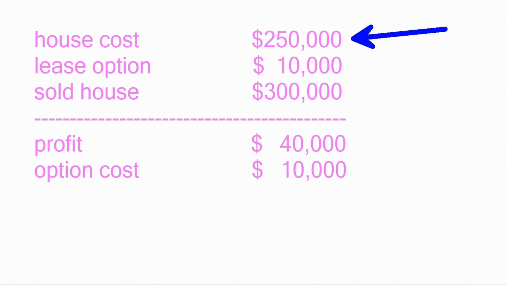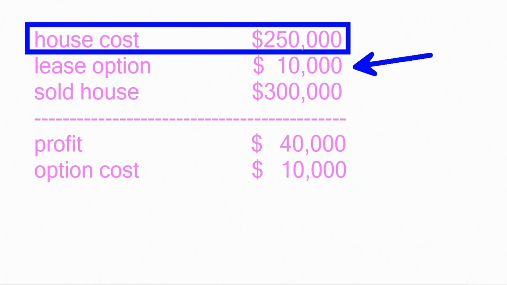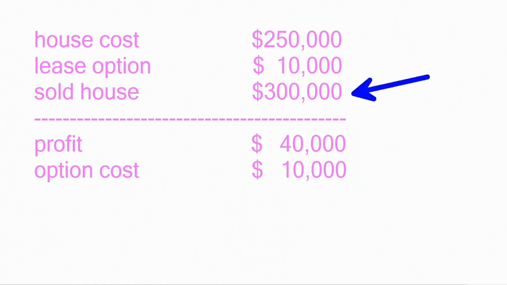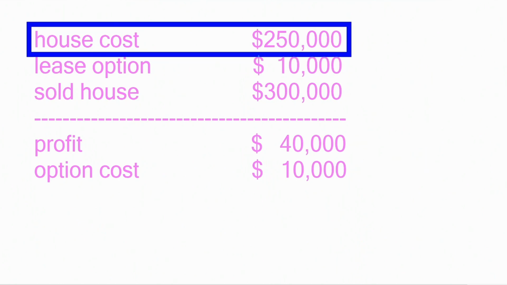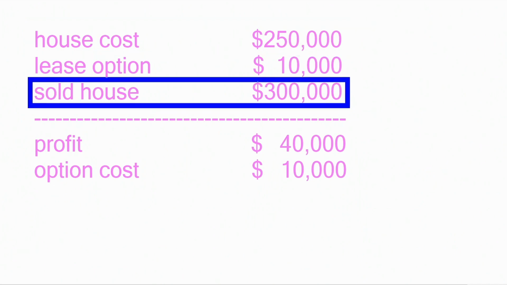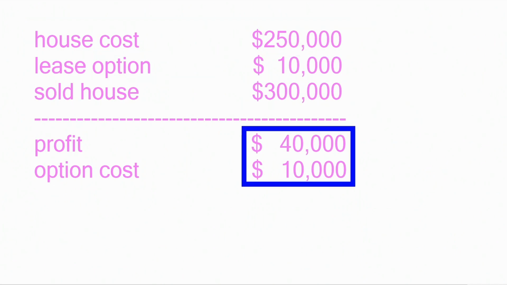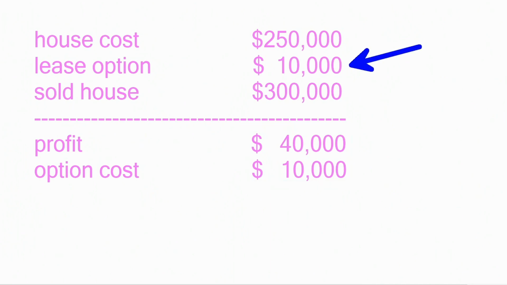So let's review the numbers. The homeowner wanted $250,000 for his house. You didn't want to spend that much money, so you offered him $10,000 on a lease option to have control of a $250,000 asset. Your aim is to sell the house for $300,000 to make a $40,000 profit on a $10,000 investment. Instead of laying out $250,000 to sell the house for $300,000, making a $50,000 profit, only giving you 20%. With the lease option at $10,000, you were able to yield a 400% increase in the value of your money.